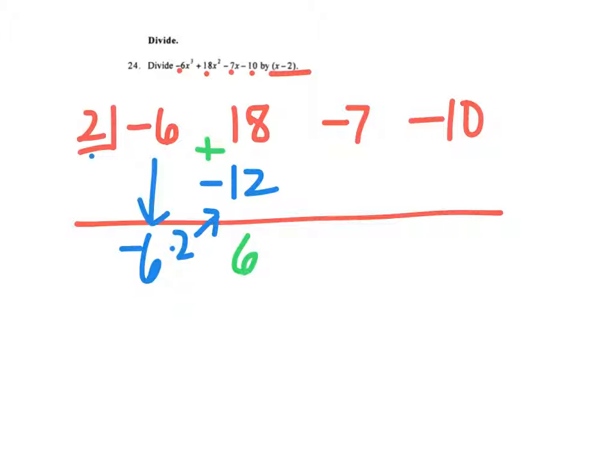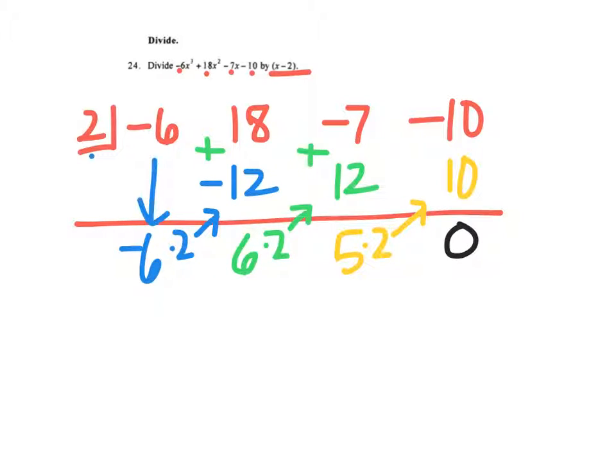And then we're going to multiply that by 2, our number in the house, and put it here, so plus 12 again. Then we're going to add them, and when I do 12 minus 7, I get 5. Again, we're going to multiply by the number in the house, put that number here, and when I add them, I get 0. Again, we divided by x minus 2.